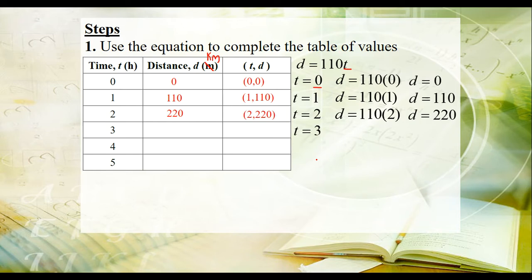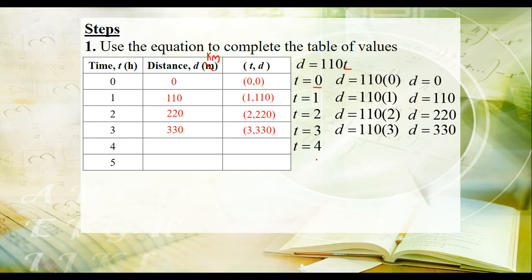And then you have when time is 3, plug it into the equation. 110 times 3 would be 330. So you have 330 as your kilometers now, as your distance traveled. Okay, that makes a lot more sense. And then your ordered pair would be 3, 330.